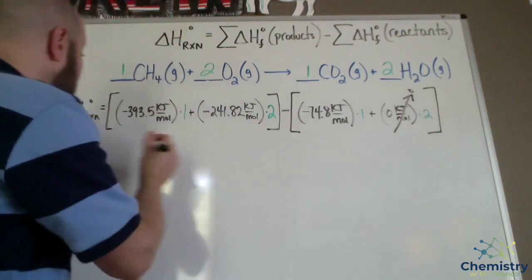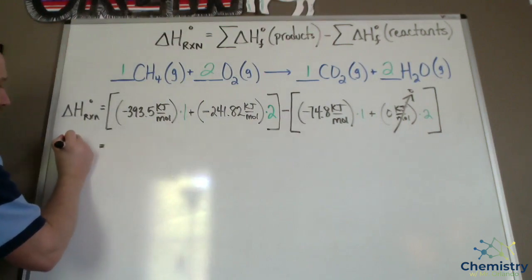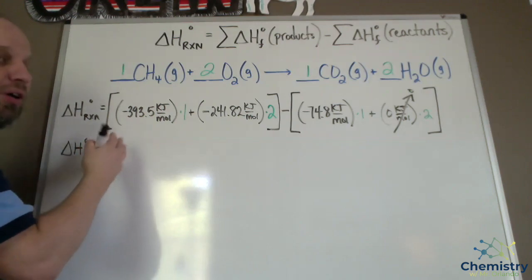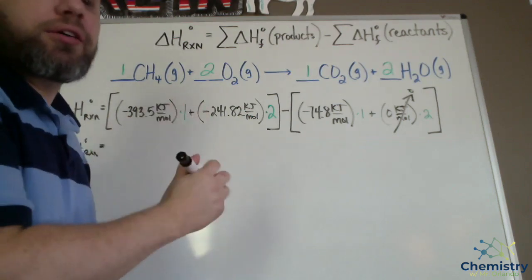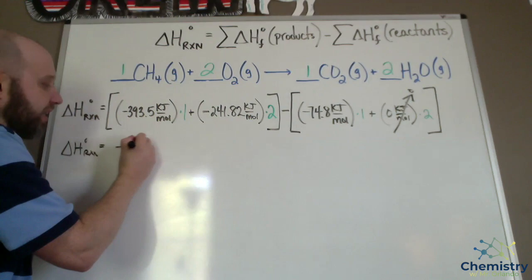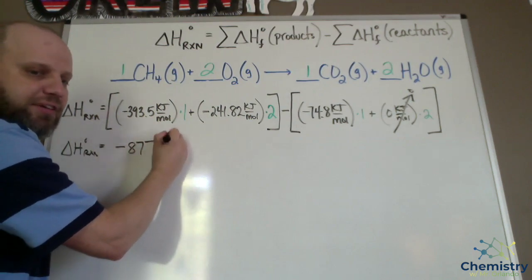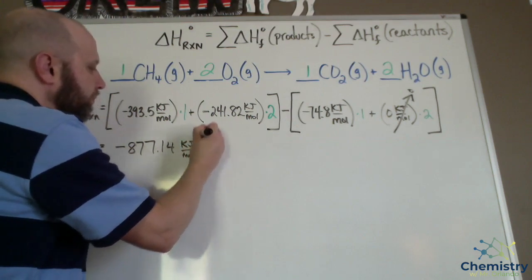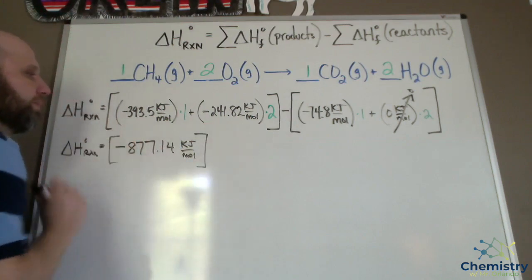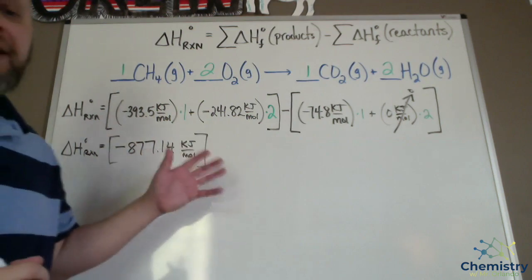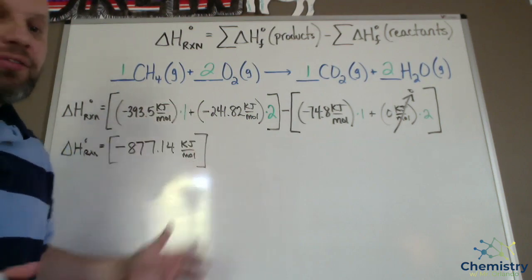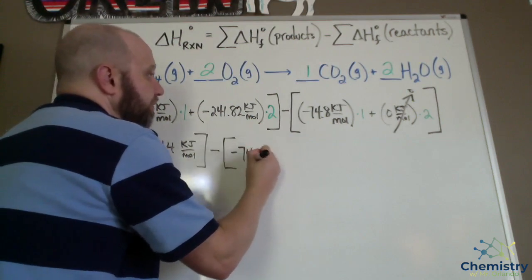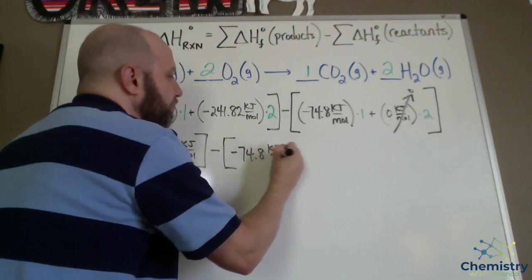All right, so in the next part, I type this into the calculator. So I have delta H for a reaction is equal to, the left side of this, the product side, turns out to be negative 877.14 kilojoules per mole. Keep that in the square brackets. And on the reactant side, of course, we just have that one number multiplied by 1, so that's negative 74.8 kilojoules per mole.